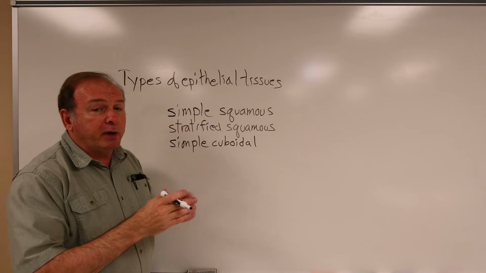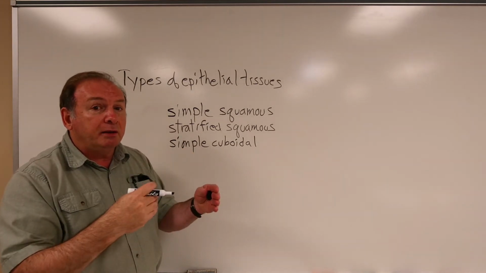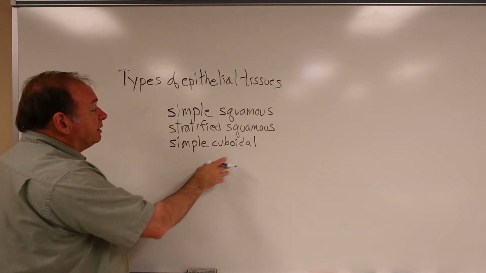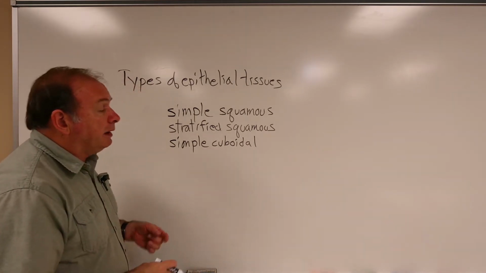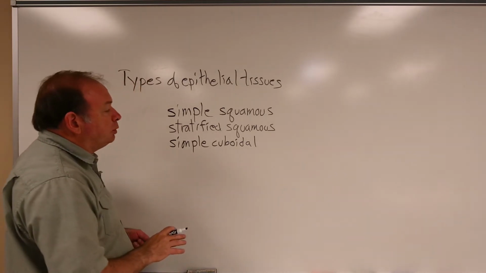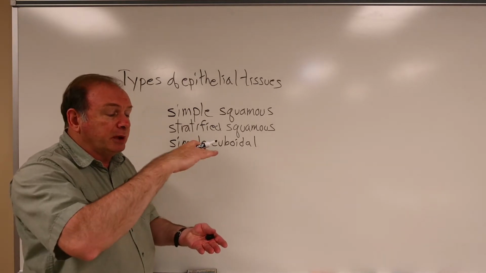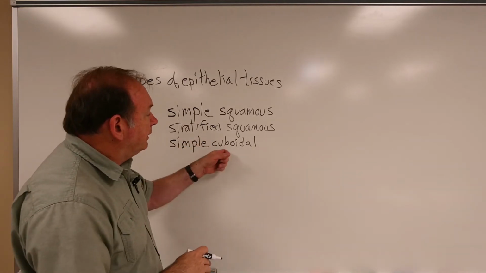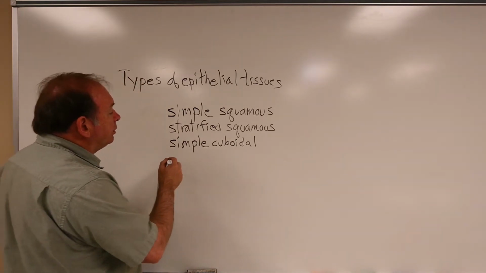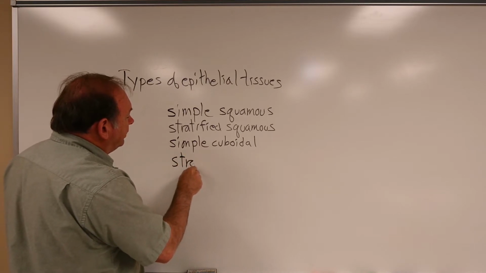Cuboidal doesn't mean they're a perfect cube, it just means that they're approximately as tall as they are wide. Their length and width dimensions make them roughly cuboidal. They look more like square pillows or something like that than actual cubes. They are sometimes low cuboidal, where they're a little bit shorter, or sometimes they're a little bit taller, but roughly cuboidal, roughly as tall as they are wide. Simple cuboidal epithelium.